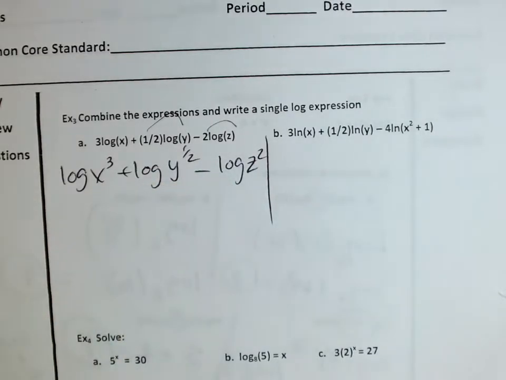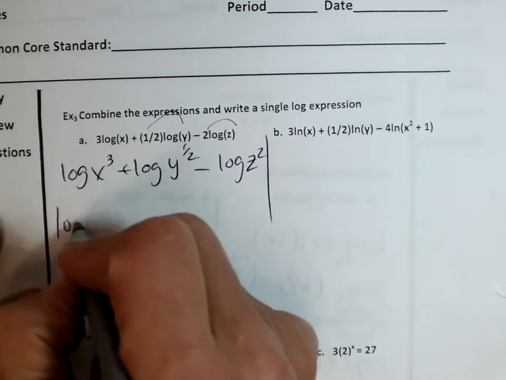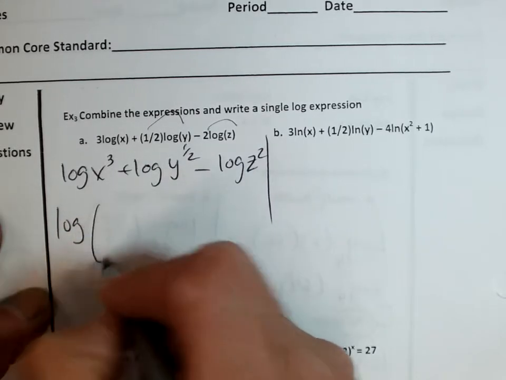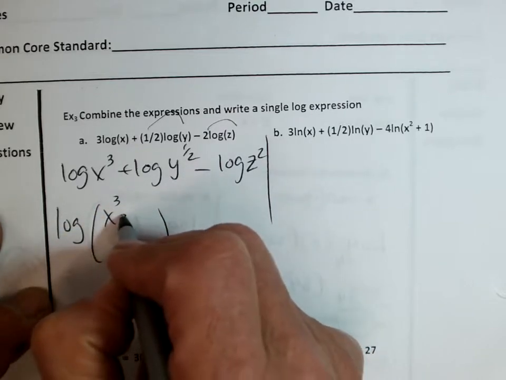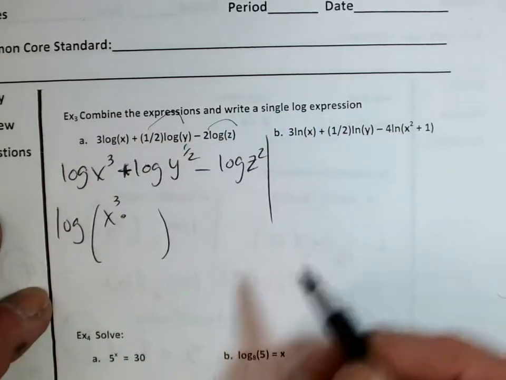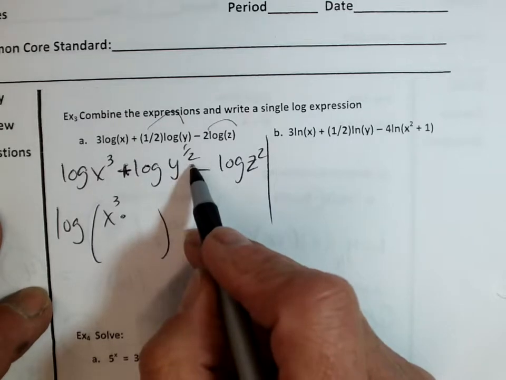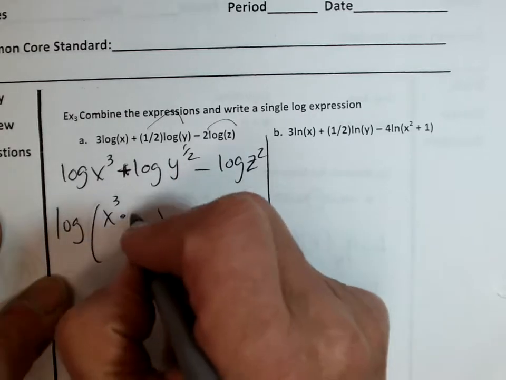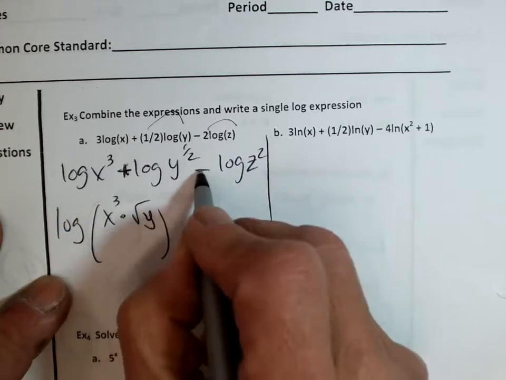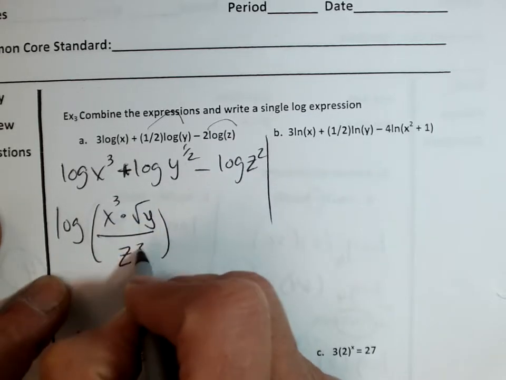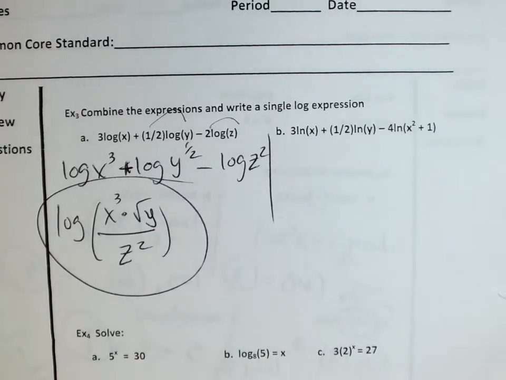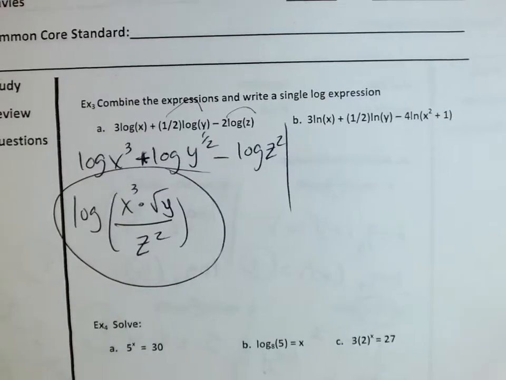So let's rewrite this as a single logarithm. I'm going to go log of, you ready? x cubed times, you okay if I make that a square root? Times the square root of y. If it's subtract, it's divide by z squared. That looks nicer, doesn't it, than that expanded thing?